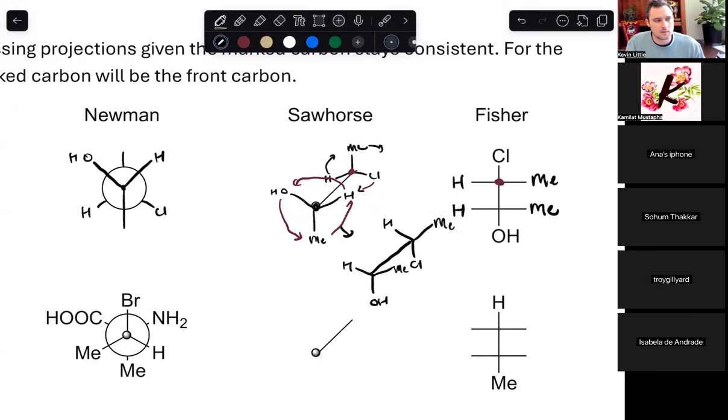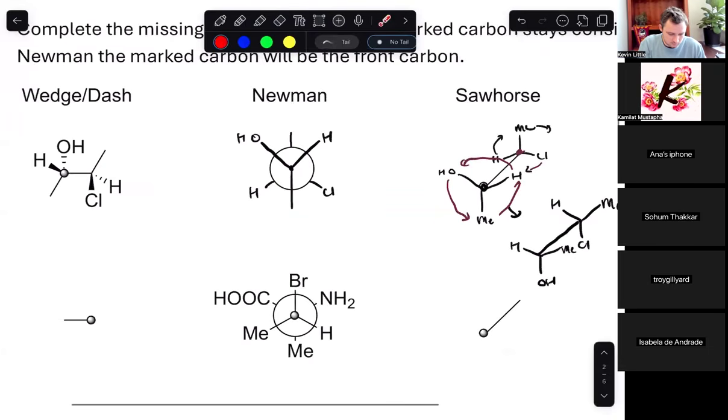You can also use the Newman. Sure. Yeah, Newman's great. If you want to, you can use the Newman and put the OH down. The methyl moves right, the OH, the hydrogen here. That's another way to do it, right?